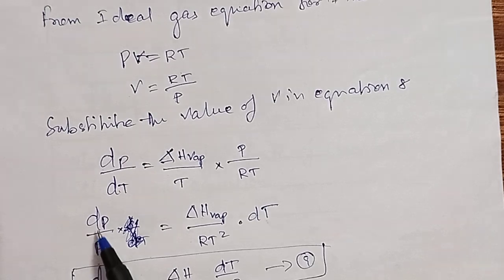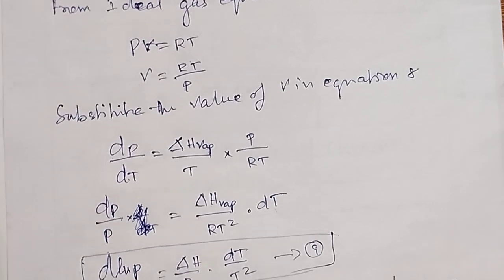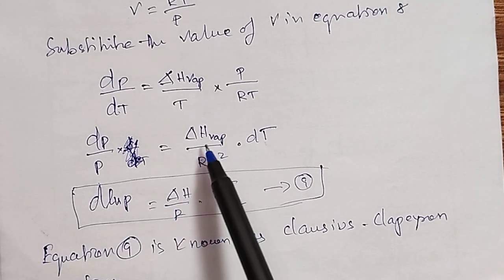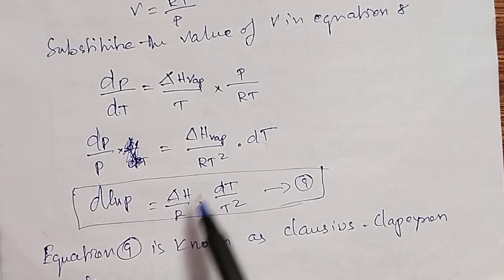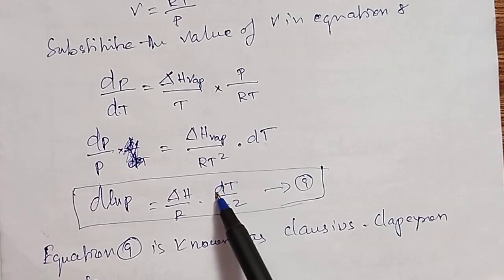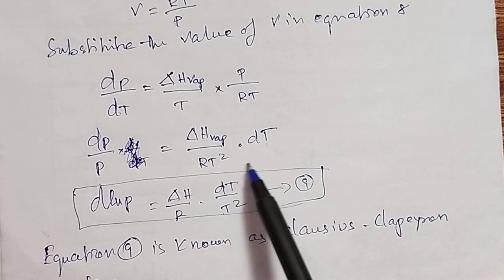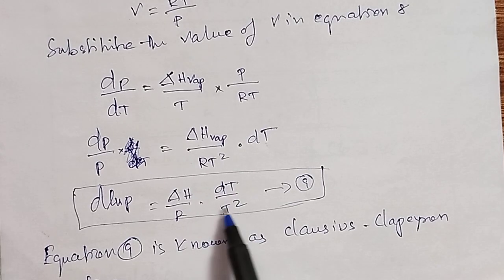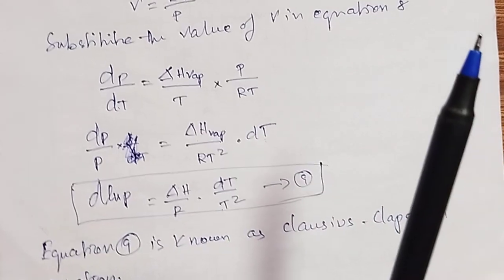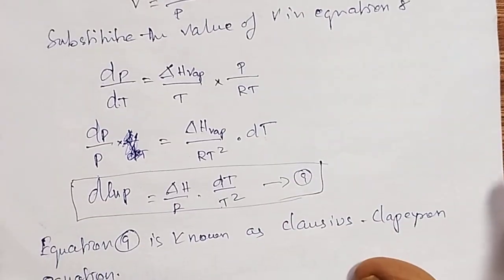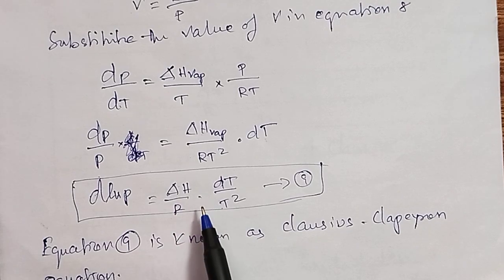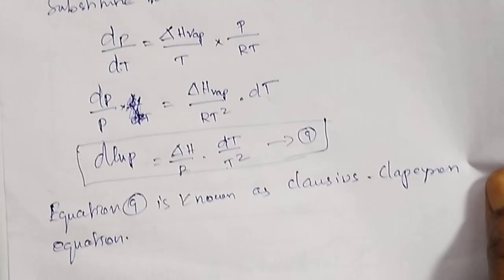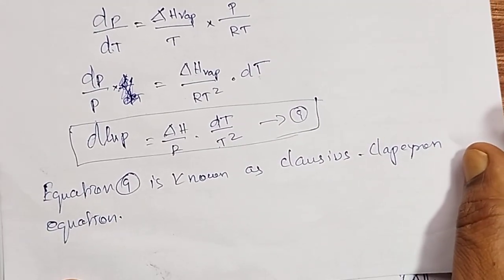Now dP by P can be written as d ln P, and that equals delta H by R into dT by T square. I separate the T here, as both are the same. This equation is known as the Clausius-Clapeyron equation: d ln P equals delta H by R into dT by T square.